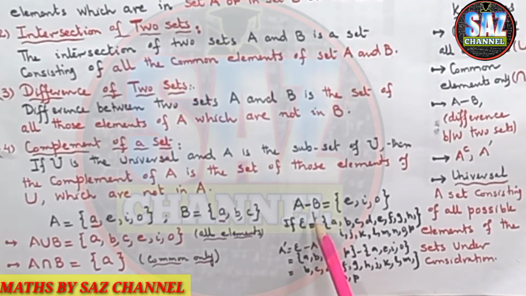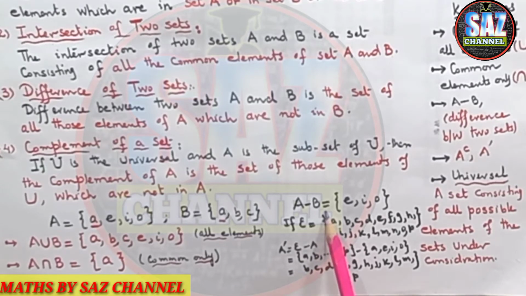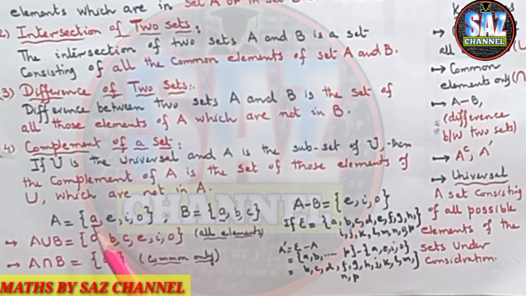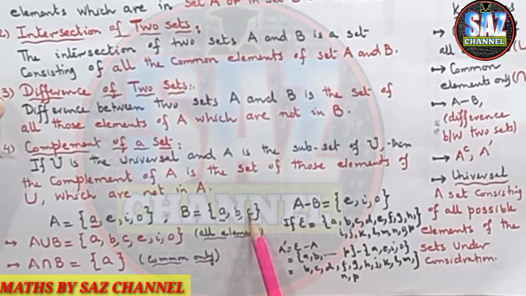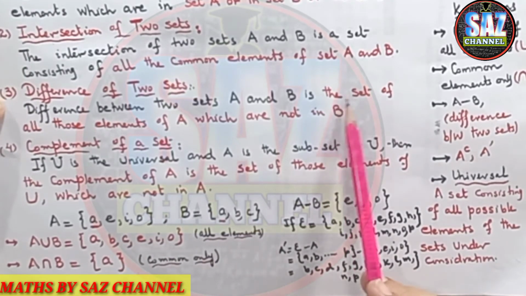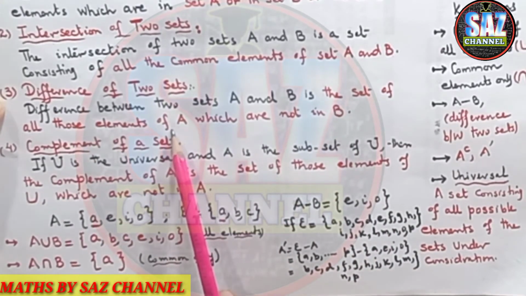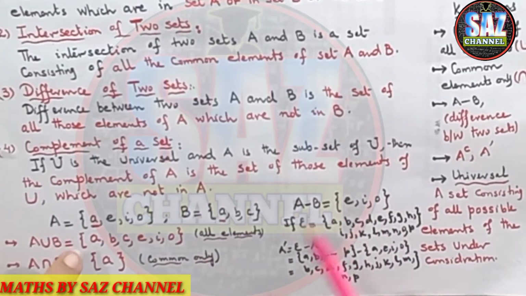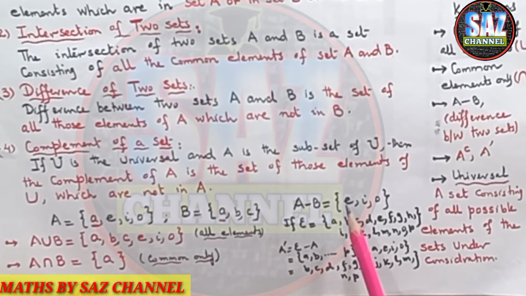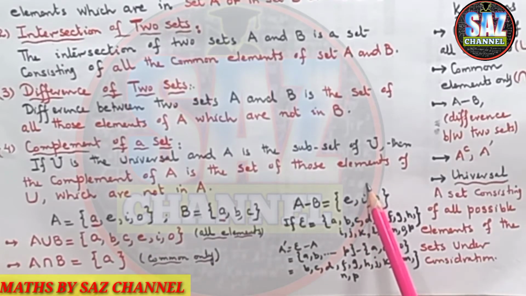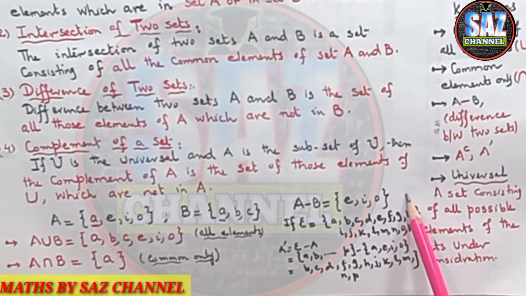Coming to the third operation, that is A minus B. A minus B is the difference between two sets. Now A has A, E, I and O and B has A, B and C. The concept of difference is that it is the set of all the elements of A which are not in B. If we look at both the sets, A is in both the sets, so we are not going to write A in the difference. Then the next element which is in A but not in B is E, and then I and then O. This is the difference.